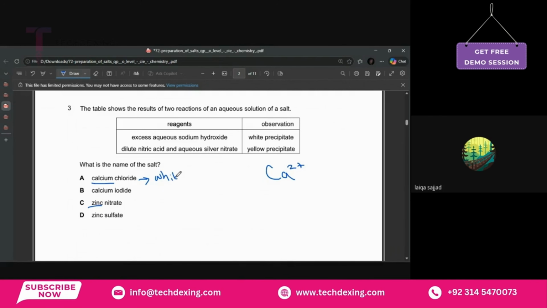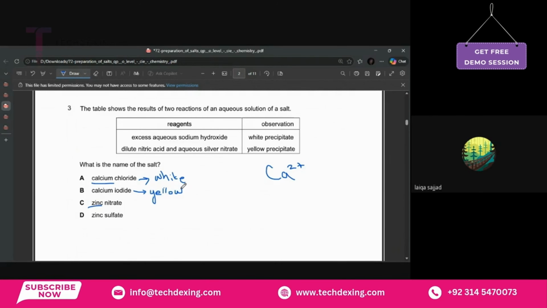What about iodide? They are yellow. Iodide, yes. What about bromide? Bromide is green. Is it green or cream? Cream. Yes, it's cream. Very good.